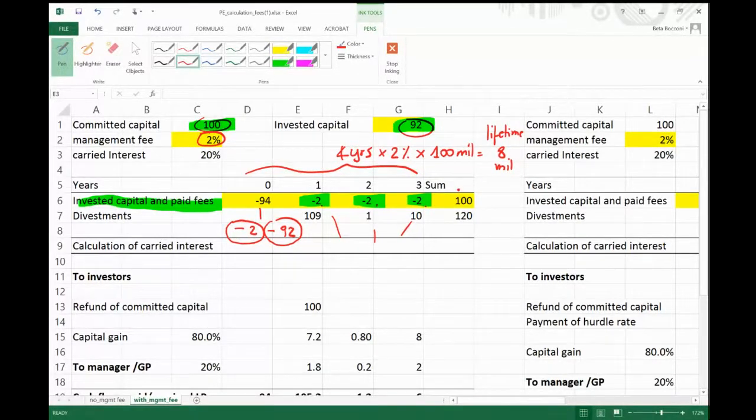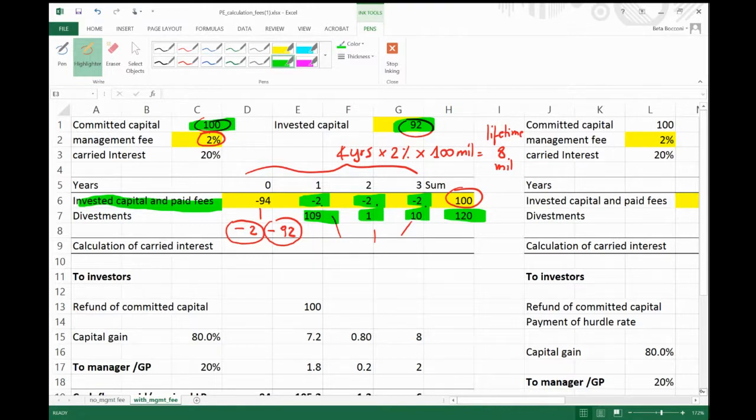So that by the end, in cumulative, you will have to bring to the fund the committed capital of 100 million. For the rest, the story is exactly the same. 109, 1 million, 10 million, for a total of 120. What I wanted to show you guys, and this goes back to Cesare's point. So Cesare, you are still on the right track.